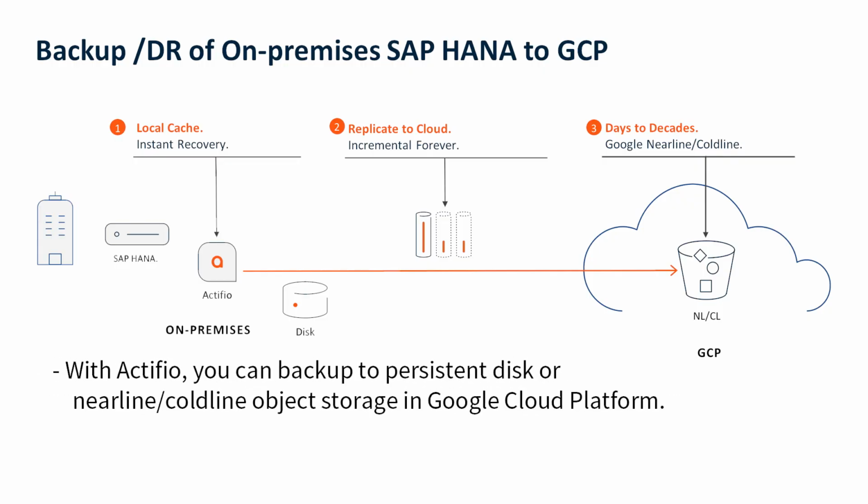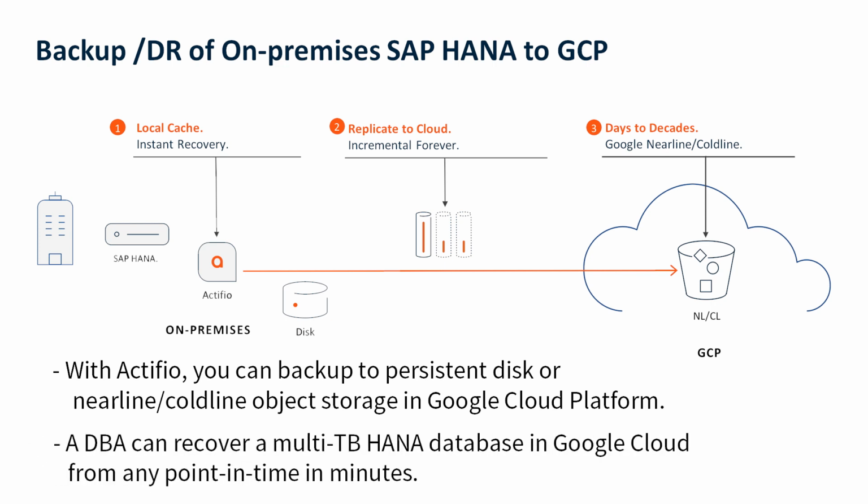With Actifio, you can back up to persistent disk or nearline or cold line object storage in Google Cloud and mount data back directly from block or object storage in case of a disaster. For recovery, a DBA can recover multi-terabyte HANA databases in Google Cloud from any point in time in minutes.